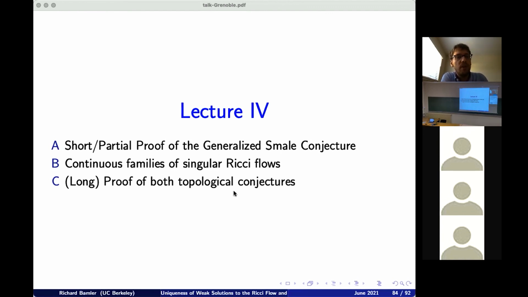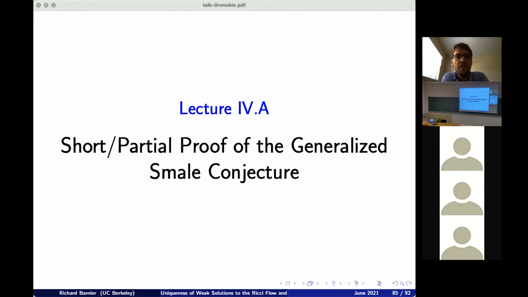And then I want to focus on the full statement of the generalized Smale conjecture, and also on that conjecture concerning the space of positive scalar curvature metrics. In order to do this, we have to revisit how we interpret continuity for families of singular Ricci flows. So there will be a brief analytical discussion here, and then I'm going to conclude with a sketch of how we can prove the remaining topological conjecture. This will be a bit more technical; I'll just give some outlines on how to do this. All right, so let me start with this short, or I would say partial, proof of the generalized Smale conjecture.